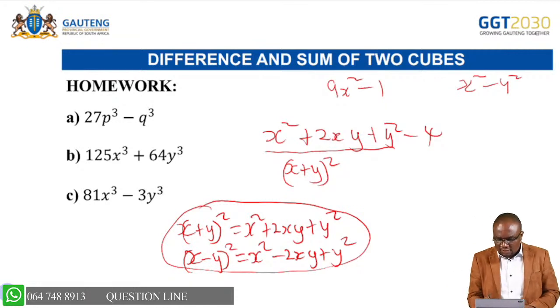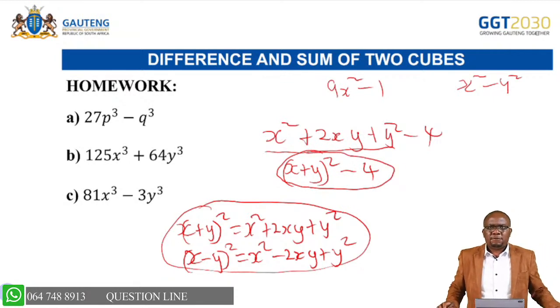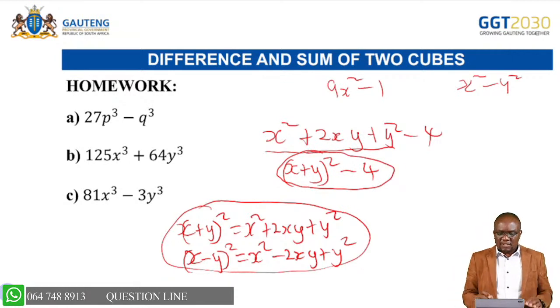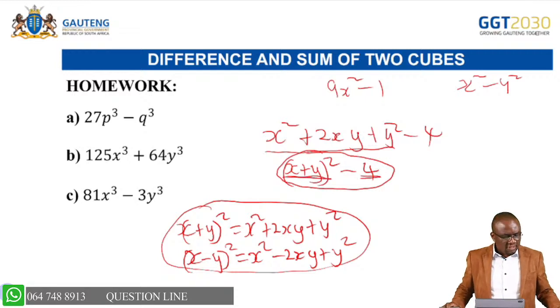So this reduces to that, then becomes minus 4. And then I hope from here you can see the difference of 2 squares. Just use the difference of 2 squares. This is a square, this is a square. Thank you very much for your questions. I really hope that also other people benefited from this.